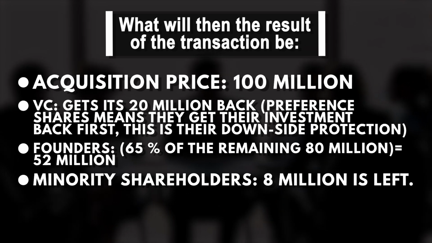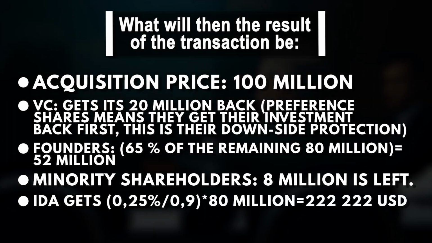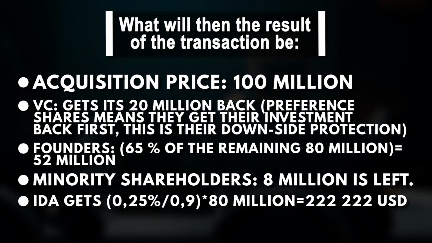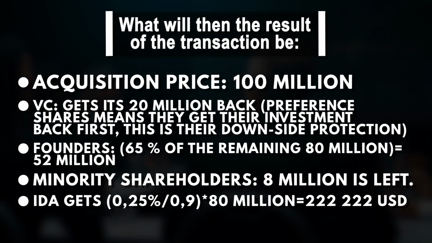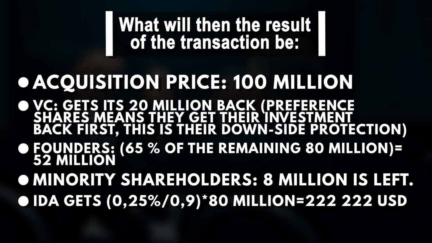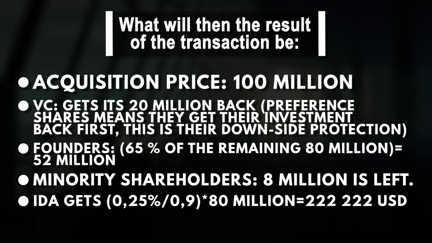And you, Ida, you will then get 0.25% of that 80 million that was left after the preference shares got their cake. That means that you get $222,222 US. Sounds like a big loss.